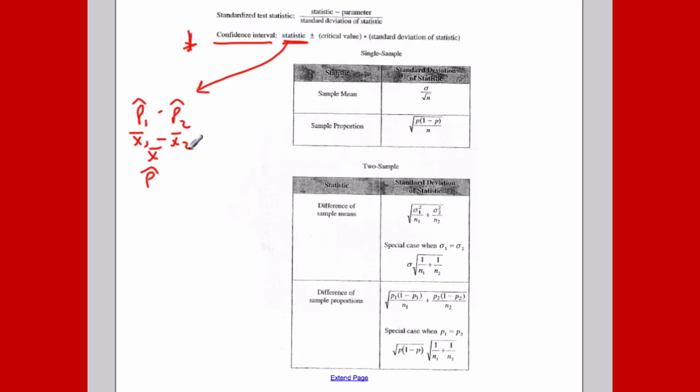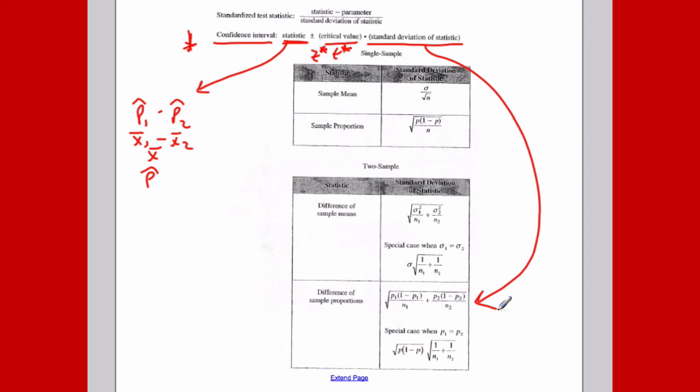So it's always a matter of, what am I working with? That's your statistic. What is it centered around? Plus or minus the critical value. What's your critical value? Z star or T star. It's the only things that we've had. And then your standard deviation. That's the part that I highlighted, and that's kind of ugly. Except that your standard deviation is right there. So you really don't have to memorize it.